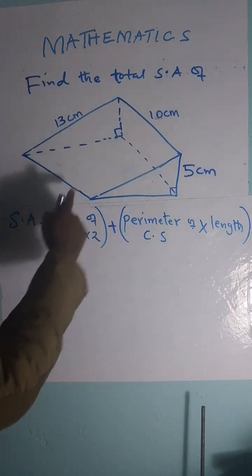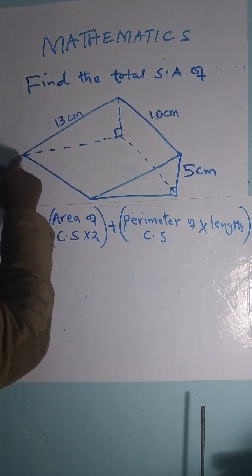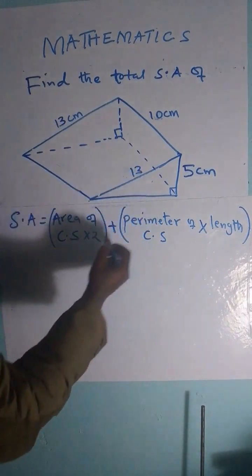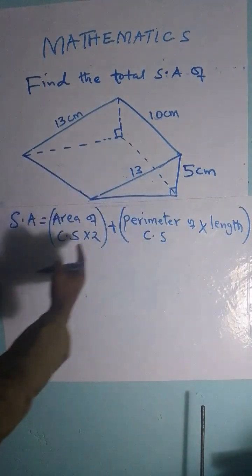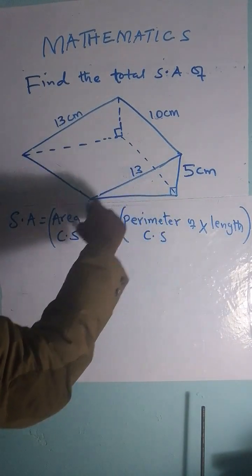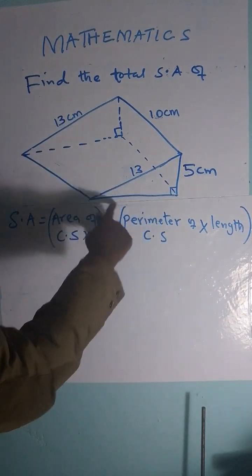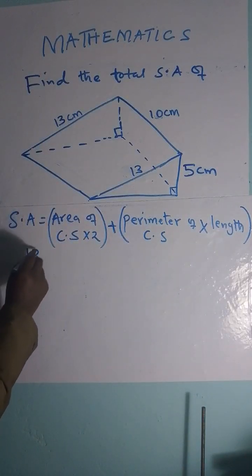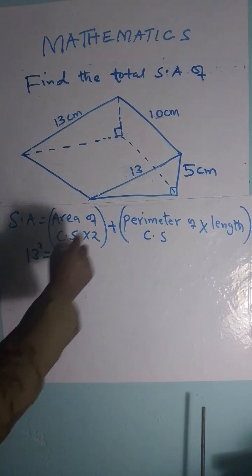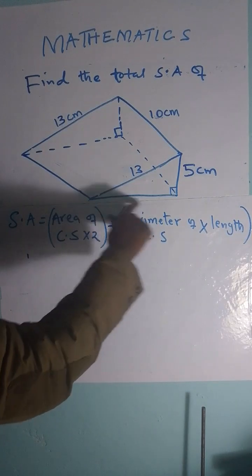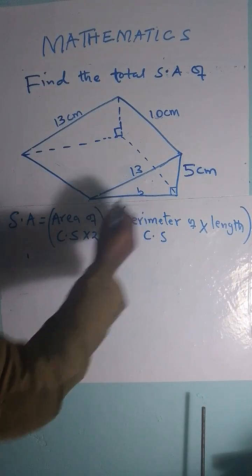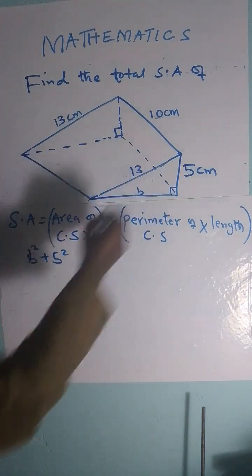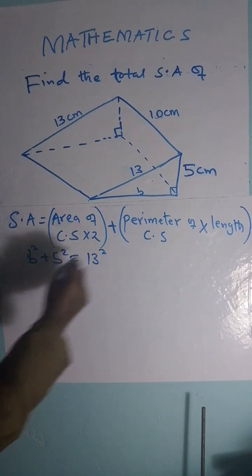Now you get the area of the cross section. If from here up to here is 13, it means from here up to here is also 13. So we have here up to here is 5. We don't have the base for this triangle, so we can get that base by using Pythagoras theorem. We know that 13 squared will be equal to, I can give this one as the base, b squared plus 5 squared.